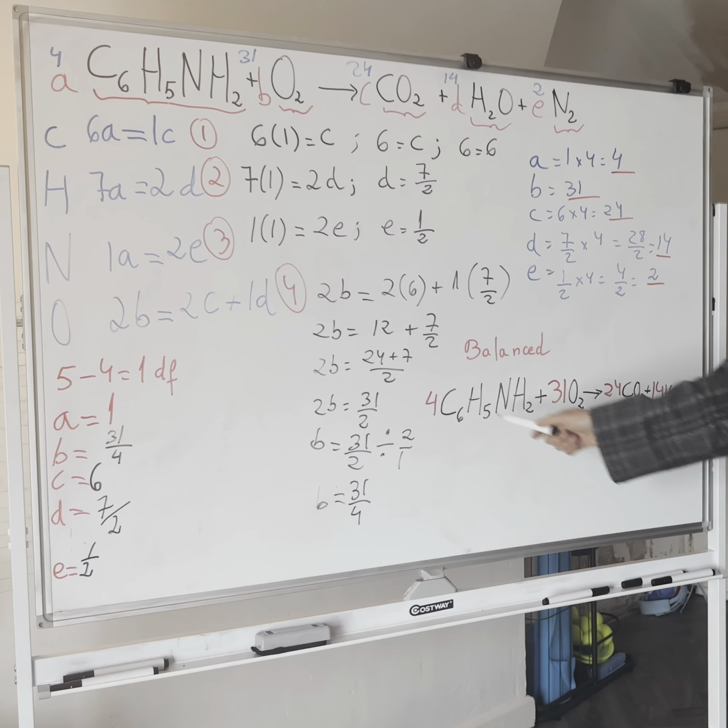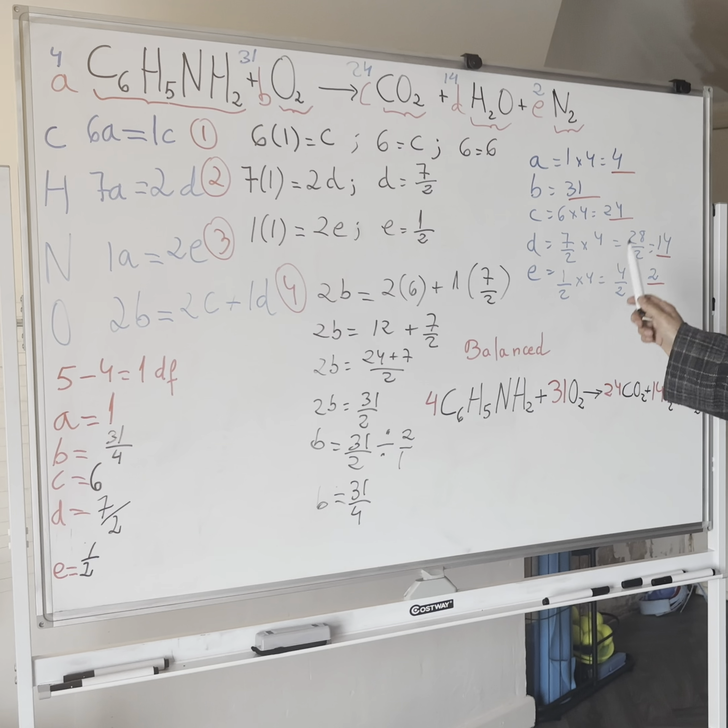So this is the balanced equation. 4 molecules of aniline react with 31 molecules of oxygen to produce 24 molecules of carbon dioxide, 14 molecules of water, and 2 molecules of nitrogen.